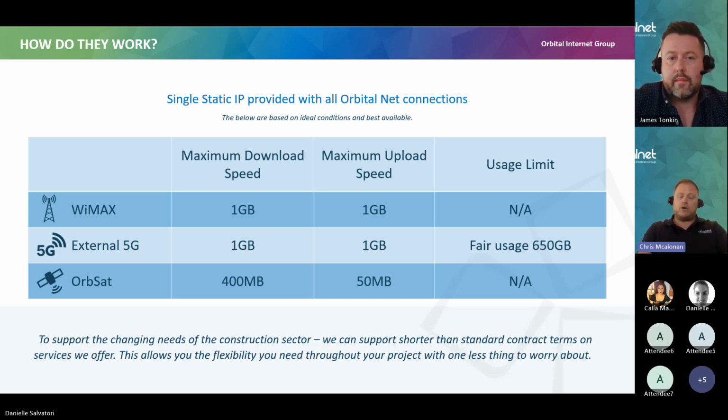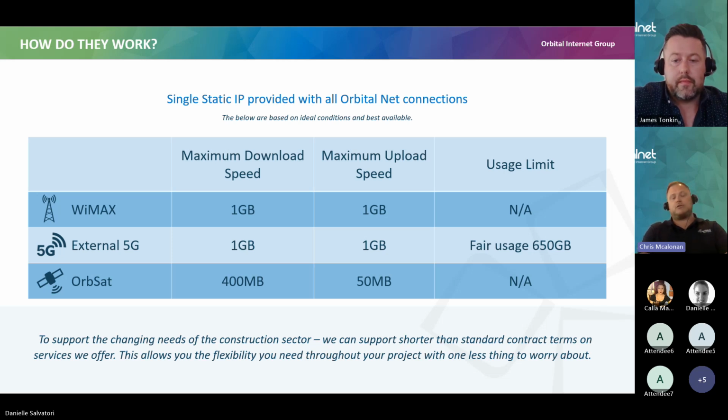It uses low Earth orbit satellites to deliver high speeds of internet all over the world. Now, OrbSat's internet speeds can reach up to 400 megabits per second, whereas other satellite providers may only offer up to 100 megabits per second. So it's actually 4 times faster using this option.